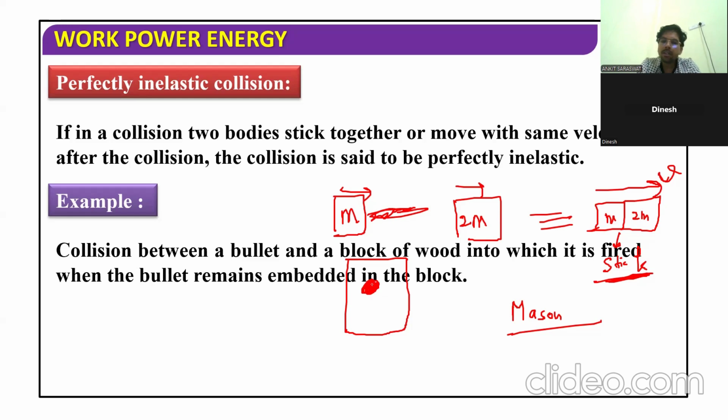Collision between a bullet and a block of wood into which it is fired, when the bullet remains embedded. Is it clear? Easy only. So elastic collision means momentum conserved, and perfectly elastic means momentum and kinetic energy both conserved. Inelastic means momentum conserved, kinetic energy not conserved. Perfectly inelastic: here also the same thing. Clear?